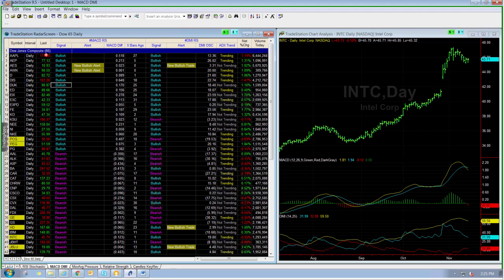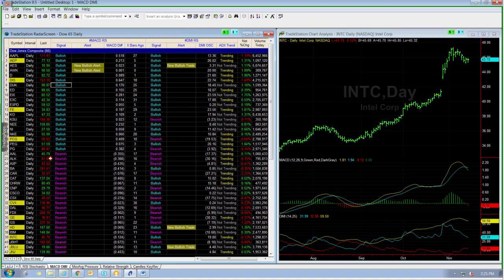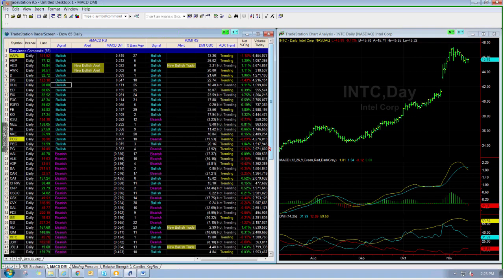One of the things I like to do, this is the Dow 65 composite. As a sentiment of where the overall market is, it's kind of cool just to look to see how many stocks are bullish or how many stocks are bearish using MACD or DMI. So this kind of gives you the sentiment of the overall market. So right now, out of the 65 stocks, there's only about 20 that are bullish and 40 that are bearish today. And so that's kind of an interesting way to grab a sentiment of the overall market very quickly.